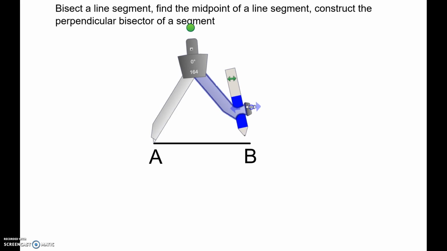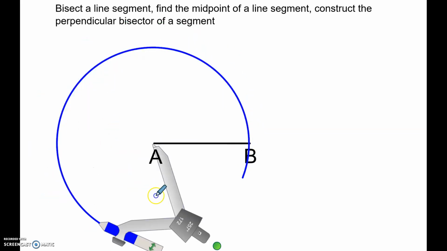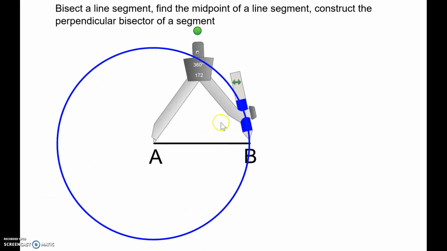Now, technically, I can go more than halfway across the line segment and I do not have to do the entire radius. If your compass goes off the page or your segment is too big, then just use the rule about going more than halfway across.